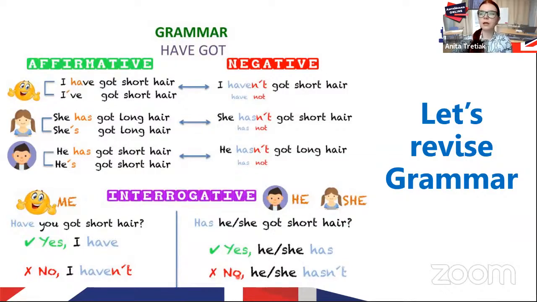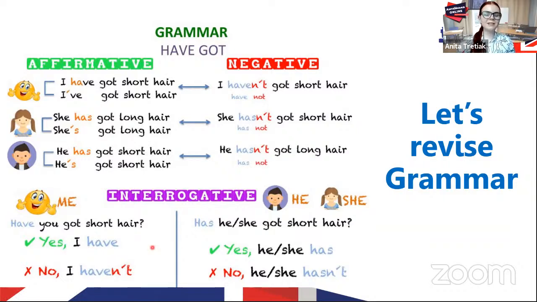Okay, guys, let's sum up everything about this grammar. Affirmative sentences. It's when we use have got and has got to talk about something, our possessions, or maybe our appearance. I, you, we, and they have got. He, she, and it has got. Negative form, to say no, you simply add not, and it goes to have not or haven't, and has not or hasn't. Interrogative question form, you just add have or has at the first place, and then the answer consists of yes or no, then the subject, and have or has, or haven't or hasn't if you have a no answer.